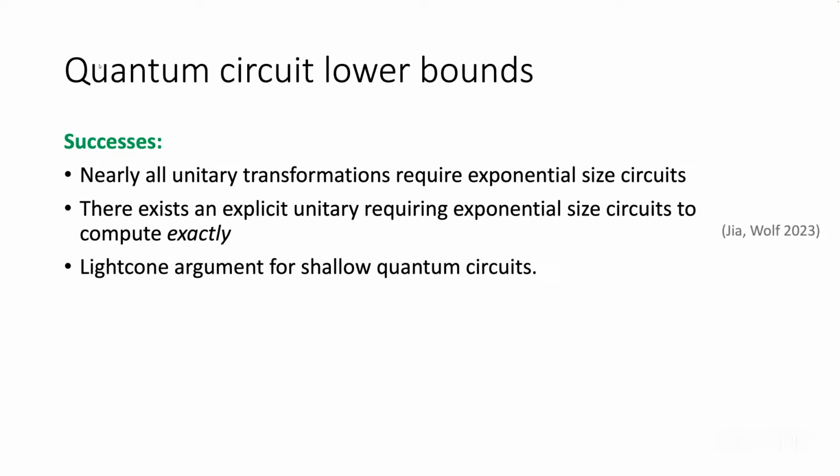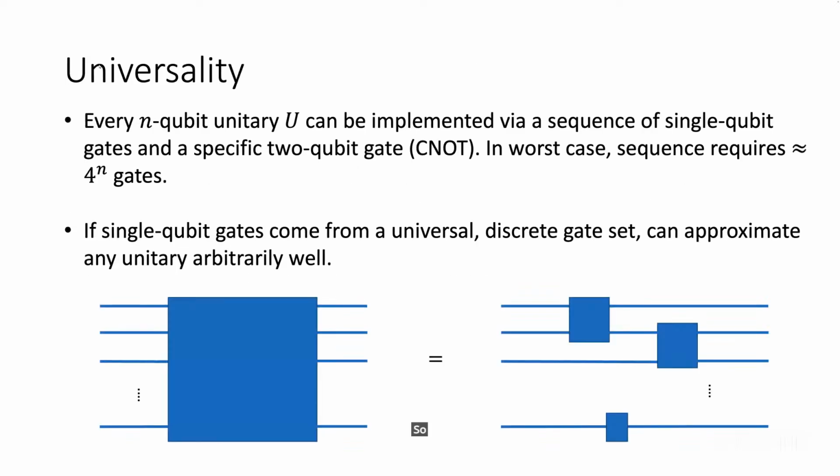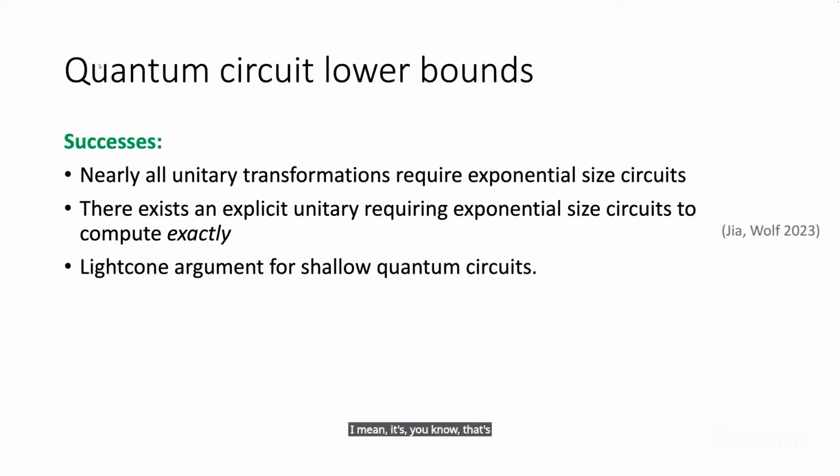I don't remember the details, but you can specify the precision. Yeah, I mean, you're not outputting the number, but in some sense, the Turing machine that. I see. But here, the gate sets in this lower bound, they're allowing the gate sets. So we know. Yeah, it's interesting, but not.